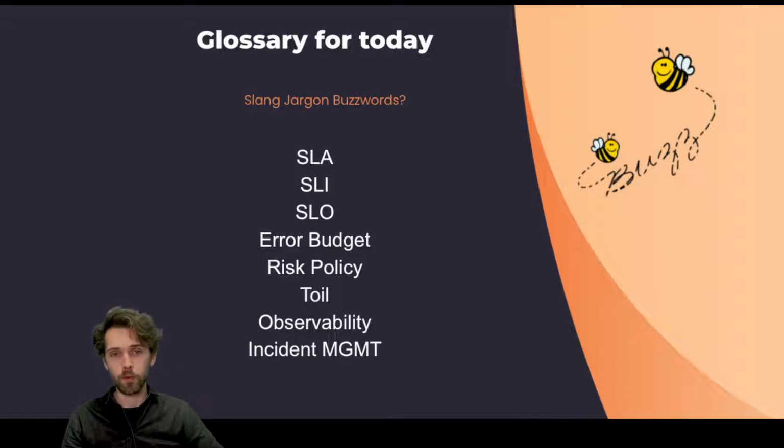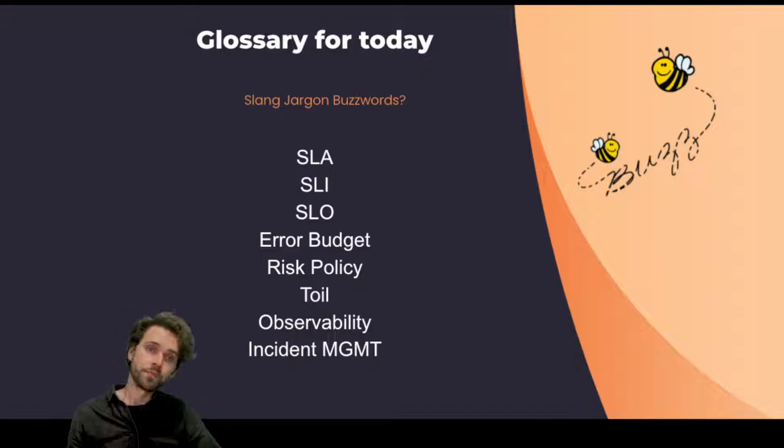Then there are four terms left. The risk policy, it's what happens when we break the error budget. We're going to see what toil actually means, as I've explained in the principles. We're going to go over observability, also mentioned shortly during the monitoring distributed systems part. And we're going to see what incident management means within SRE.